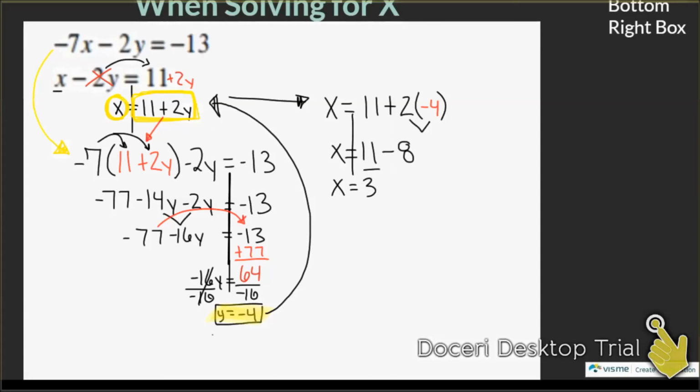So again, we've got our two answers. We had x equals 3, and we have y equals negative 4. And we're going to write this as an ordered pair. Again, x comes first, then y. So our x value was 3. Our y value was negative 4. And this gives us a 1 solution answer.